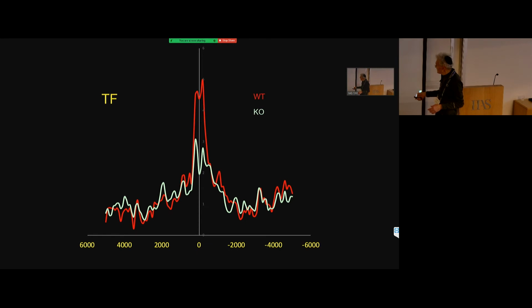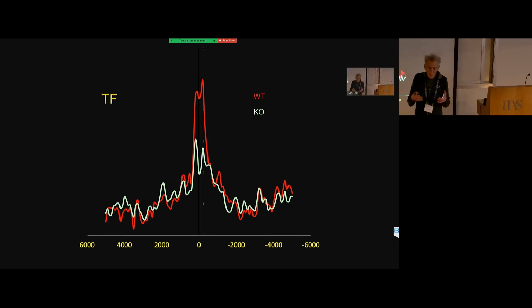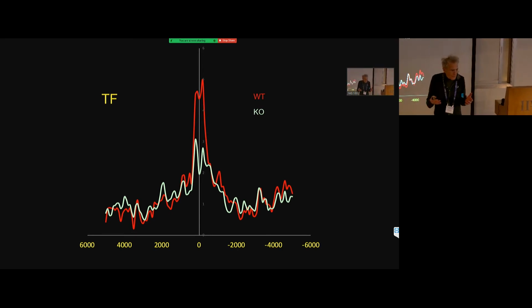Here's an example of a transcription factor that binds to this group of enhancers. And you can see that in the wild type it's high. In the knockout, it's lower. So demethylation is necessary for opening up the region and allowing the binding of factors.